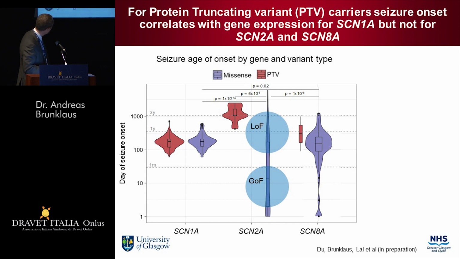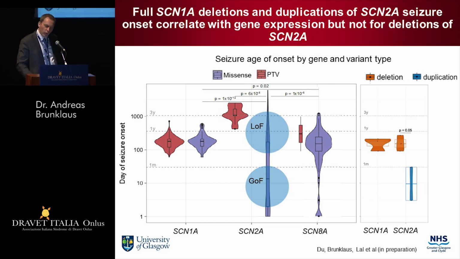What's interesting is for SCN2A, if you look at the protein truncating variants, they tend to present really late. And that's similar to the loss of function variants. And something similar we see here for SCN8A as well. And then we looked at the copy number variants. So this is really looking at if you've got a deletion or a duplication.